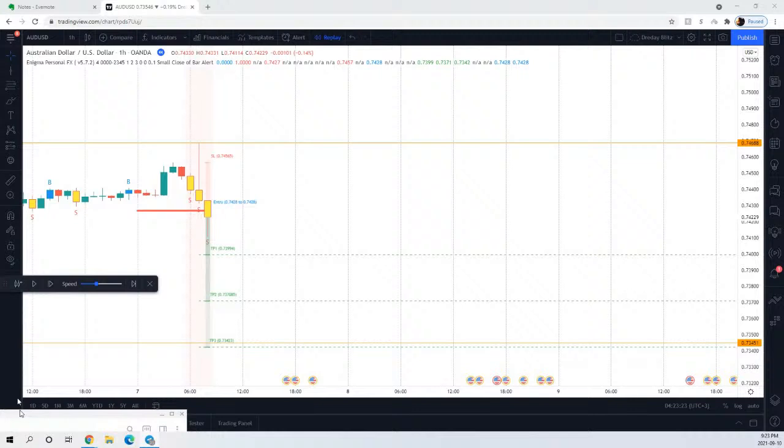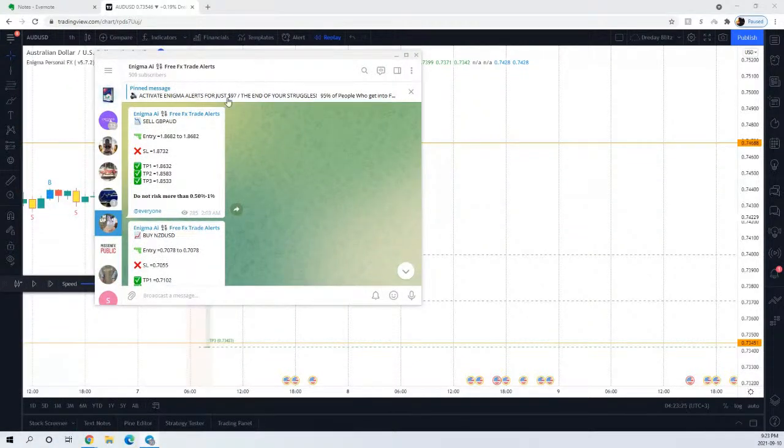All right, perfect. So to give you an example of what you're going to be seeing on the Telegram chat group, the signal group that we have for Enigma. So this is a free Forex trading alert. So you're going to receive like 1 to 2 signals per day, depending exactly if we have signals or not. And this is how it's going to be shown.